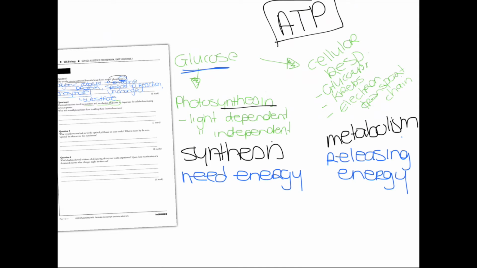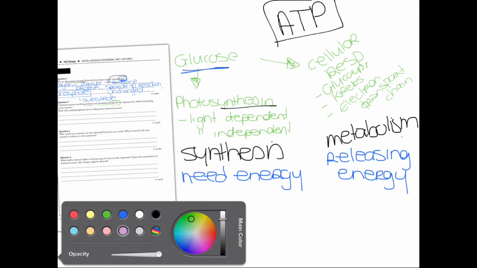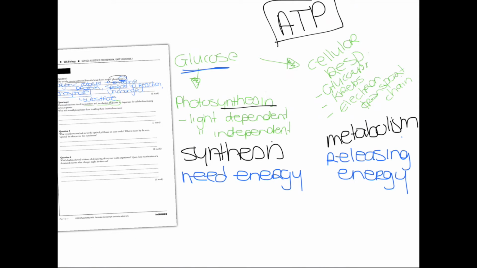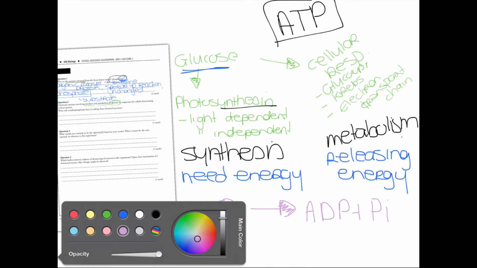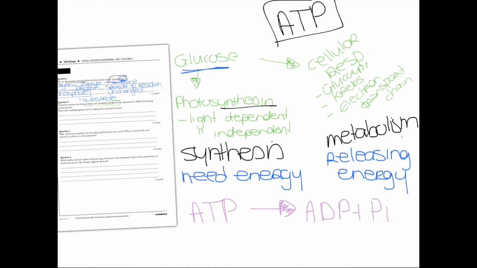So the way in which this cycles within a cell is we have ATP, that's carrying energy. When that's broken down, it goes into ADP plus Pi, which gives off energy.